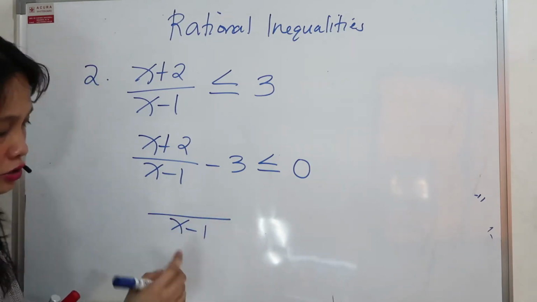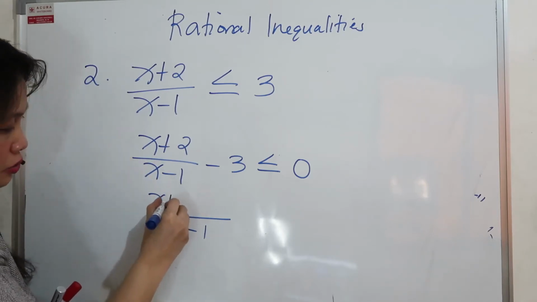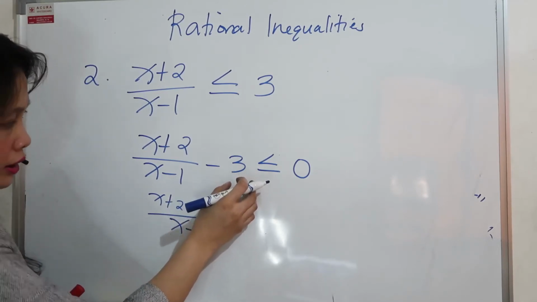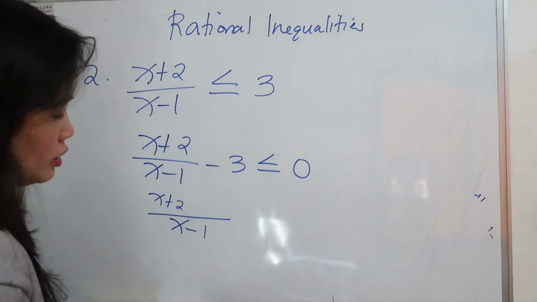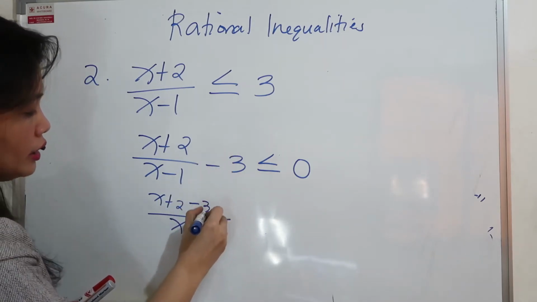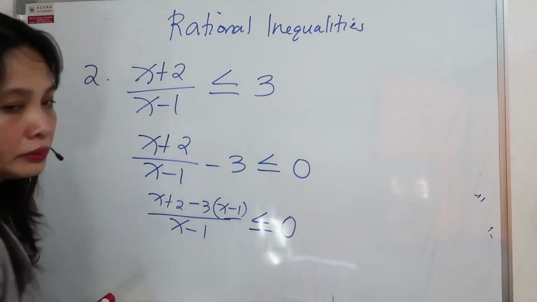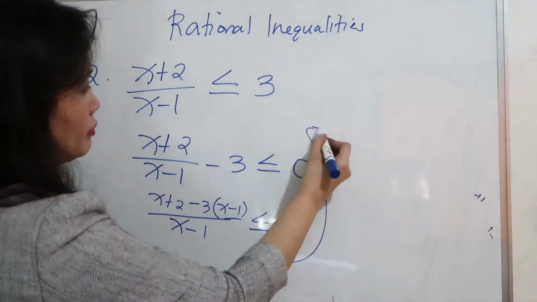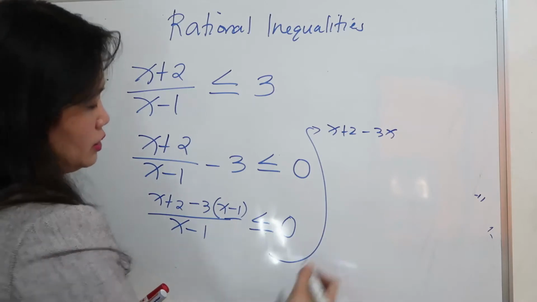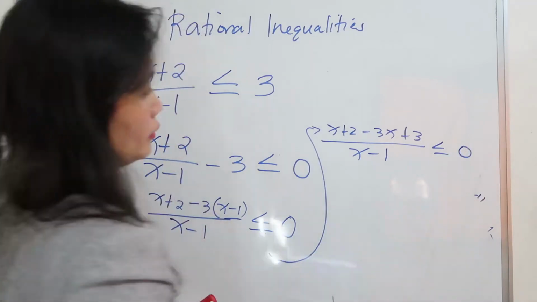How can we make it a single fraction? The LCD is x minus 1. So x minus 1 divided by x minus 1 is 1, multiplied by x plus 2, so you have x plus 2. X minus 1 divided by 1, since the denominator of 3 is 1. Obviously, the denominator of a whole number is 1. So x minus 1, multiplied by negative 3, you have negative 3 multiplied by x minus 1, less than or equal to 0. So you need to simplify it: x plus 2 minus 3x plus 3 over x minus 1 less than or equal to 0.